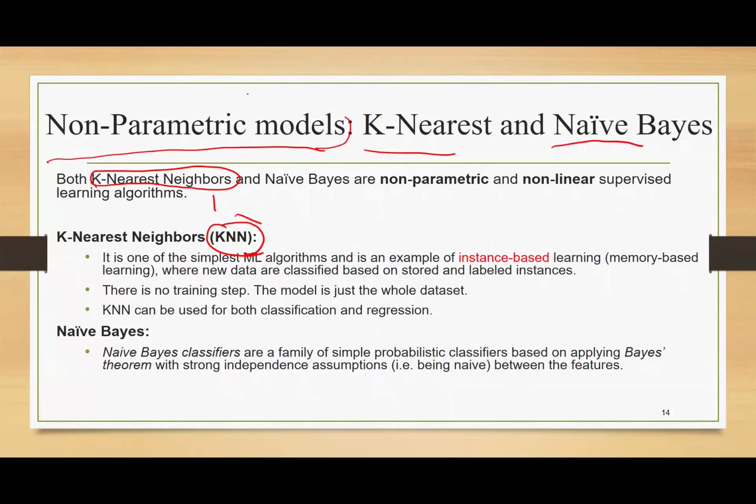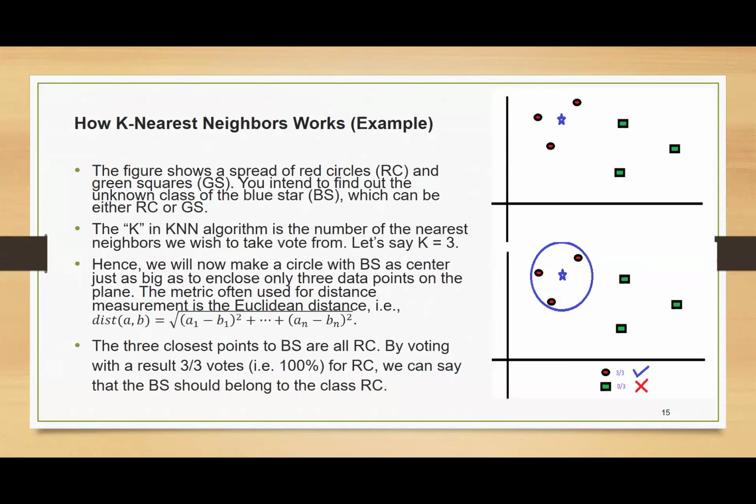Usually these days we use parametric models. Non-parametric models are not quite popular, but K-nearest neighbor is still sometimes useful in some simple tasks. Okay, and then let me talk about what KNN is. Just like its name, it does classification based on the nearest samples.